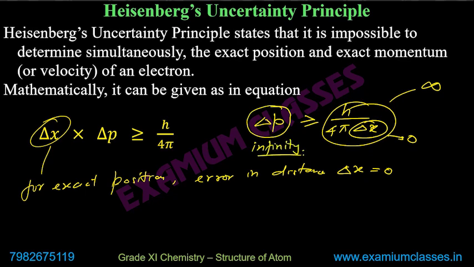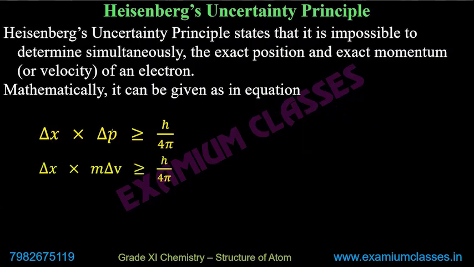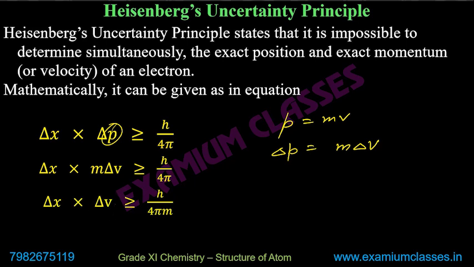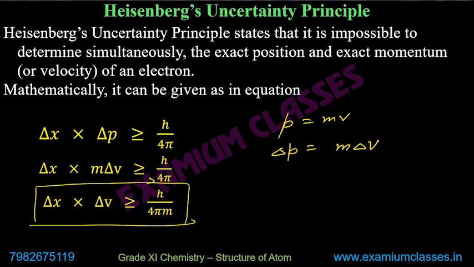So if you try to reduce the error margin in distance, if you try to find the exact distance, then delta x will be 0 and delta p will become infinity. And if you want to calculate the exact value of velocity, suppose I write it like this, p can be written as mv. Delta p will be m delta v, but m is constant, so m will come out of delta. M is not changing, so m delta v. It means delta x into delta v will always be greater than or equal to h by 4 pi m, as you have taken m to the denominator. So mostly you will be using this formula, okay? But also the other formula.